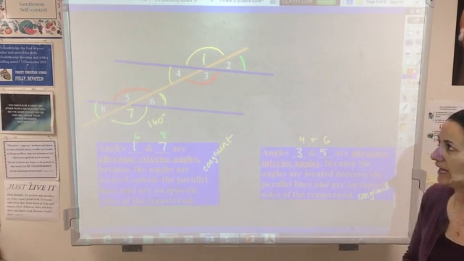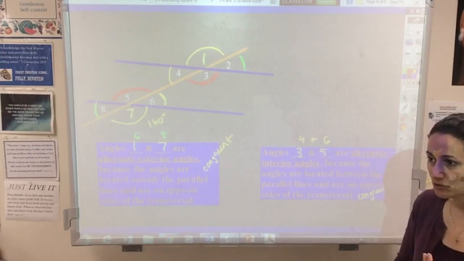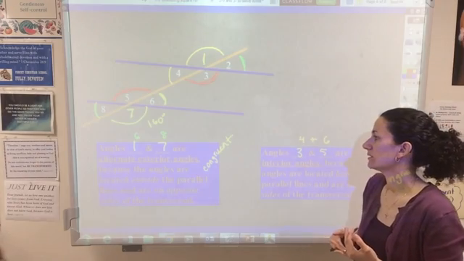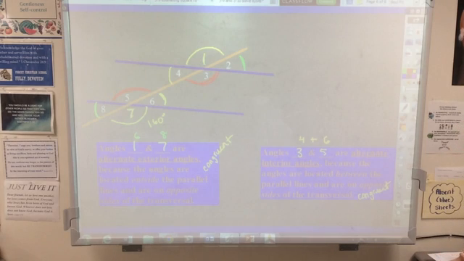So far today, the vocabulary words that we have, you should have written down: transversal, corresponding angles, interior, exterior, and alternate interior and alternate exterior.